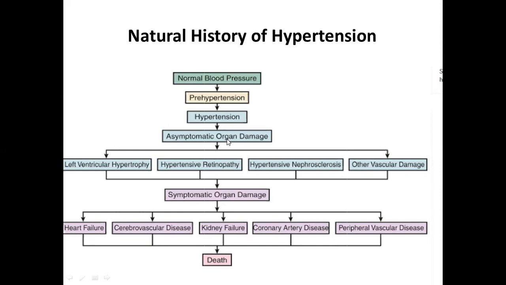And if you don't treat at this stage, there will be failure of various organs. The patient will present with heart failure, as well as cerebrovascular disease like stroke, peripheral vascular disease like peripheral arterial disease, coronary artery disease, and renal failure. And in the last, it can cause the death of the patient. So you need to understand the natural history of the disease so that you can counsel the patient and treat them accordingly.